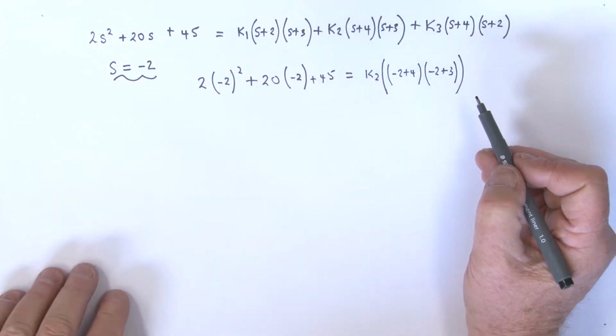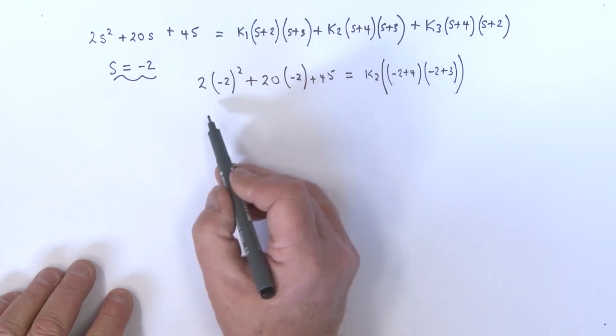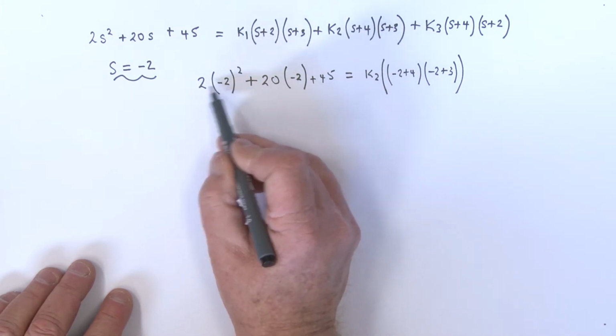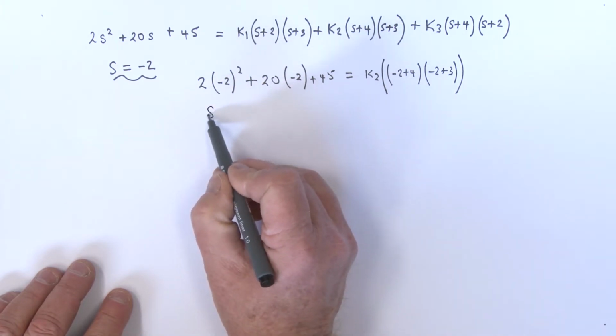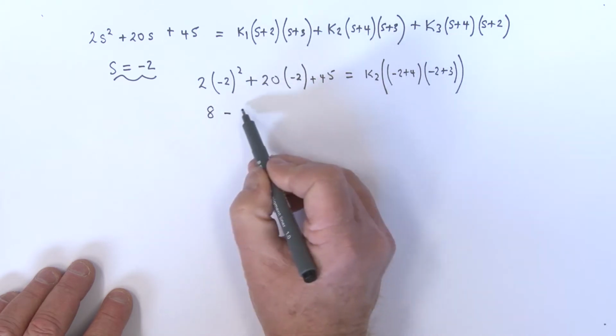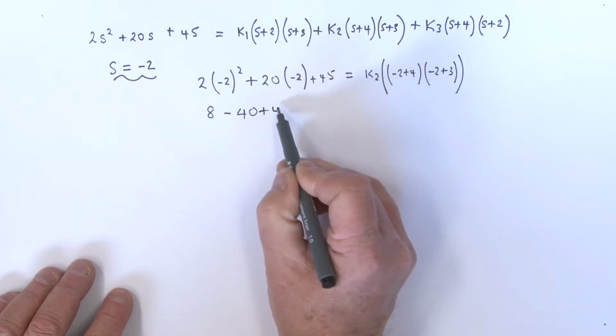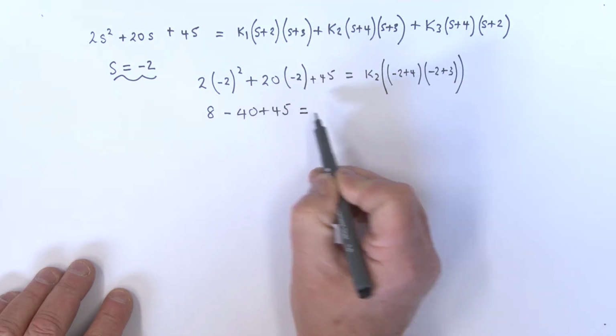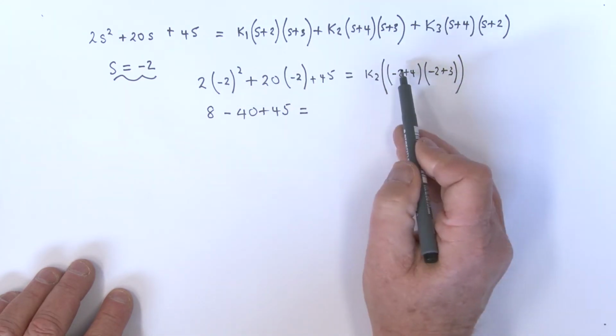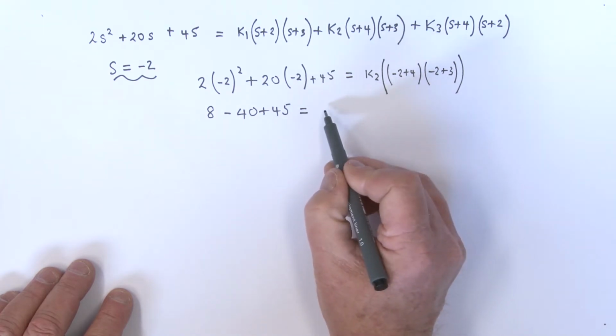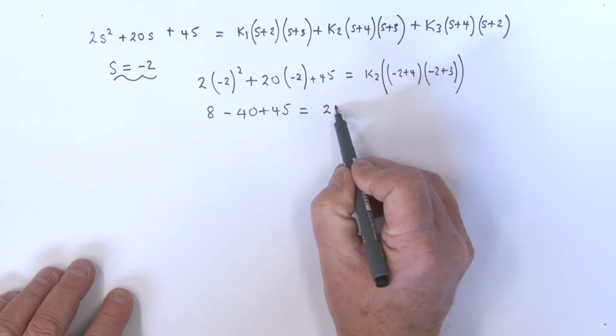All right, so let's take this just a little bit further. This comes out to be what? 2 2s are 4, 2 4s are 8. So this is an 8 minus, this would be a 40, and then plus the 45. And that is equal to, well, if we work this out, what it comes out to be is really just 2k2.